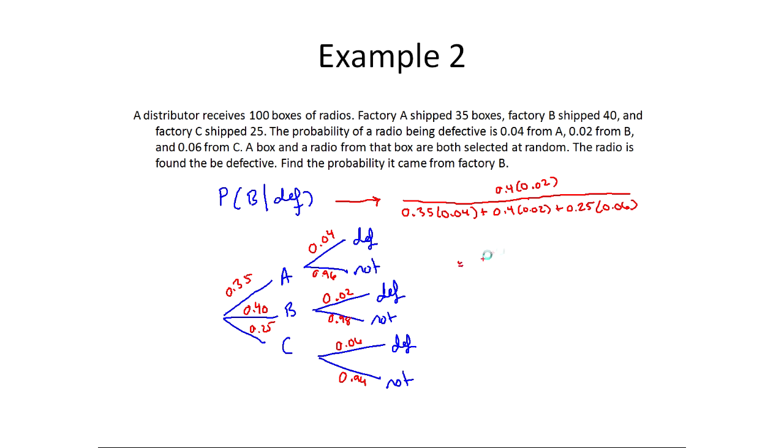Okay, so once again, I highly recommend that you calculate this on your own and make sure you get the same value as me. And when you do that, you should end up with 0.2162. So even though 40% came from B, if we know it's defective, there's only a 21% chance it actually did come from B. And again, that's because not too often are those coming from B defective.